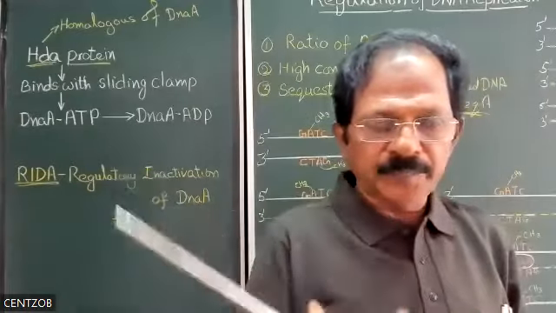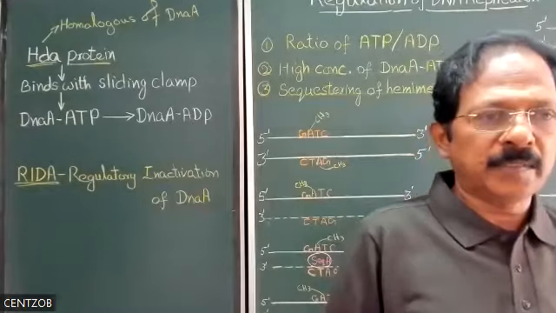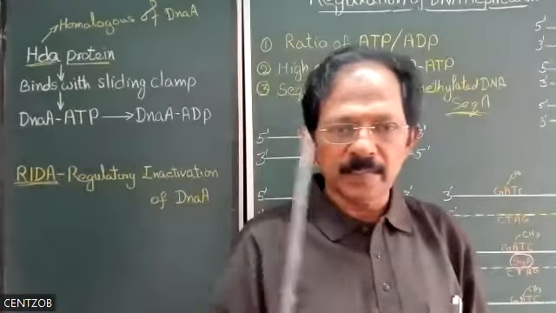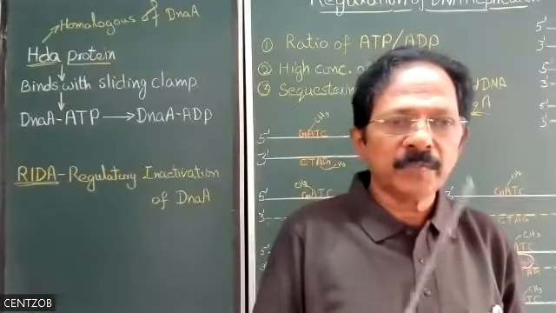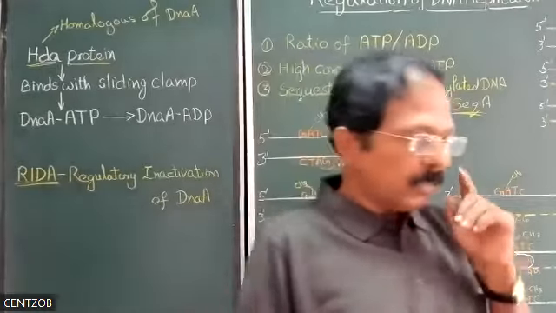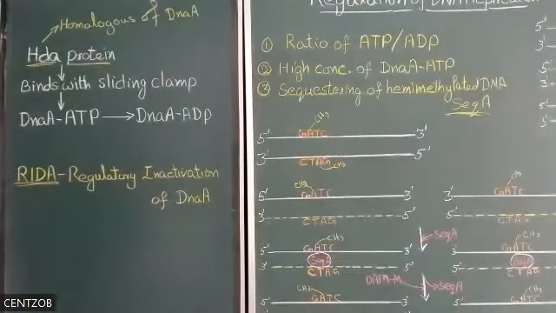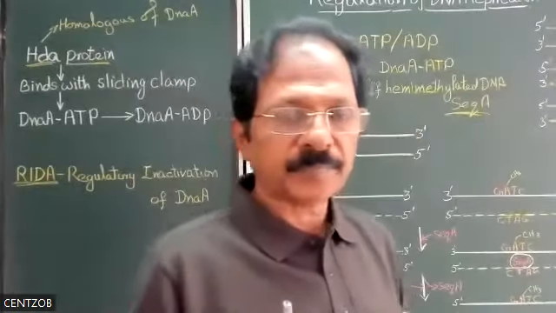DNA replication regulation, what is the need? Once a DNA replicates, daughter DNA is formed. This daughter DNA should replicate only after completing the cell cycle. So the need for regulation is to ensure that DNA replication occurs only once during each cell cycle. This is the need of regulation.